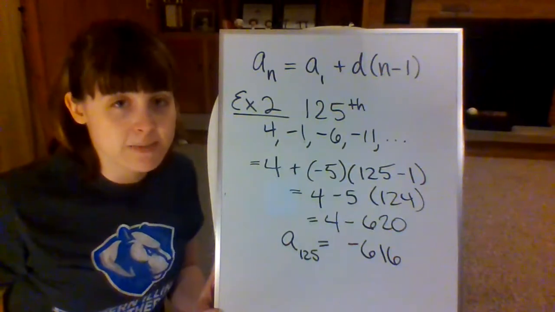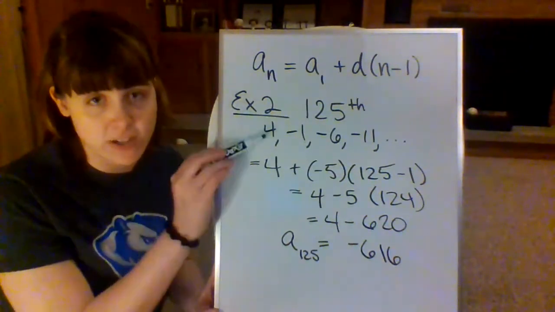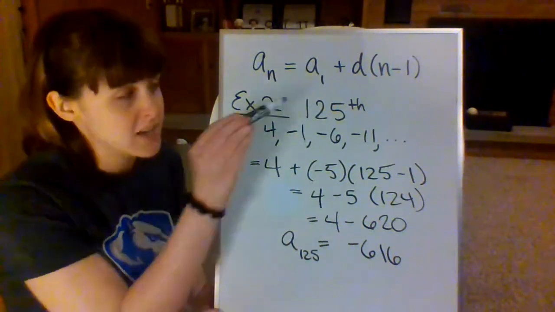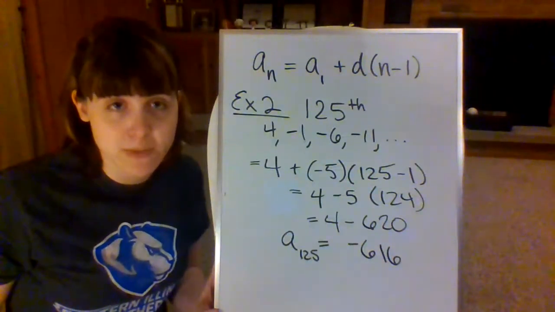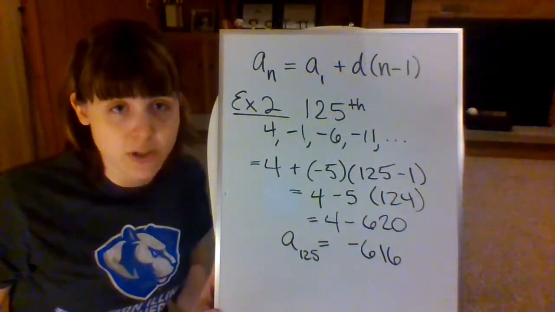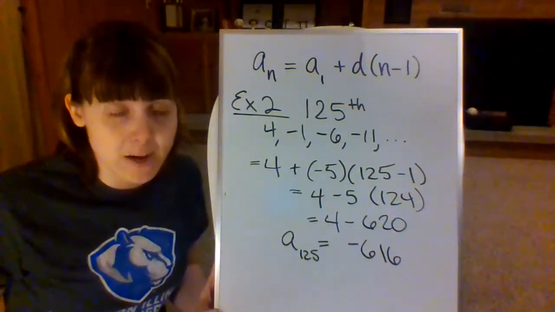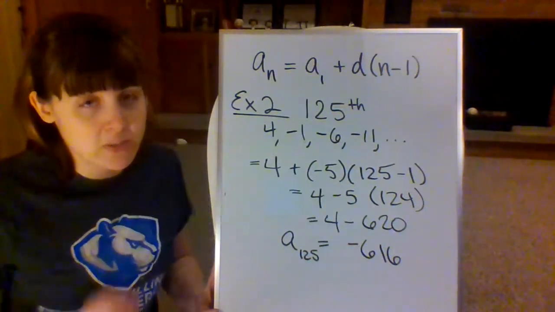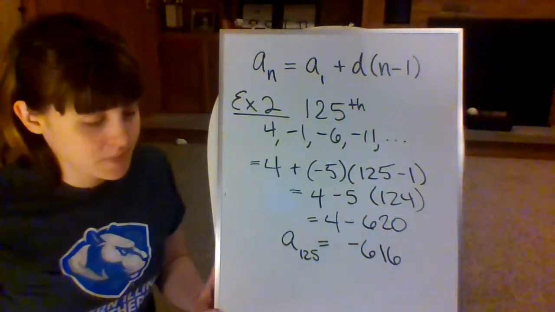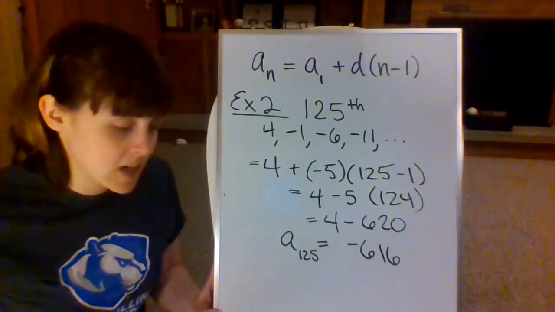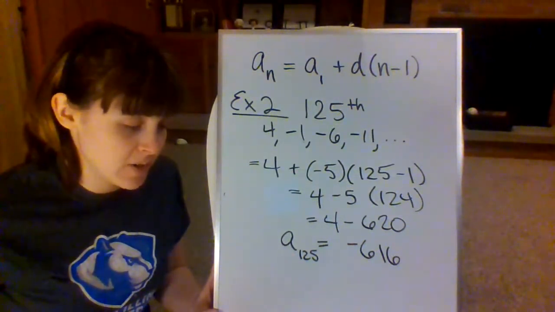This formula comes in handy because I don't think you want to sit there all day and keep subtracting 5 until you get to the 125th term, because not only would that take you a long time, but you'd probably mess up somewhere along the way, or you'd forget how many you had done. And so that's why the formula exists. Okay, so now we're going to go on to example 3.